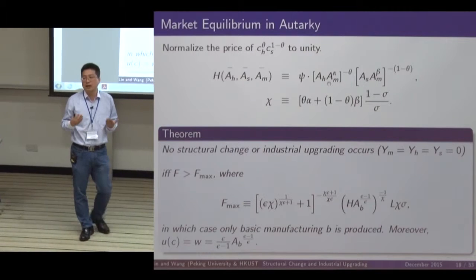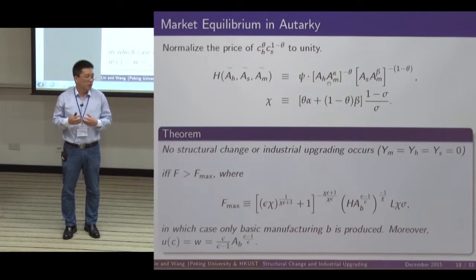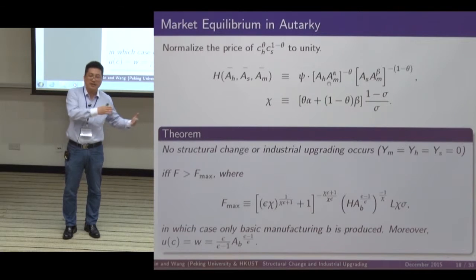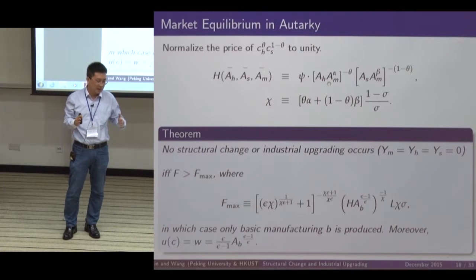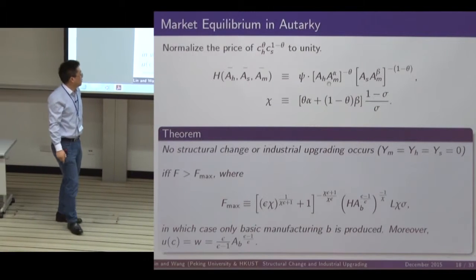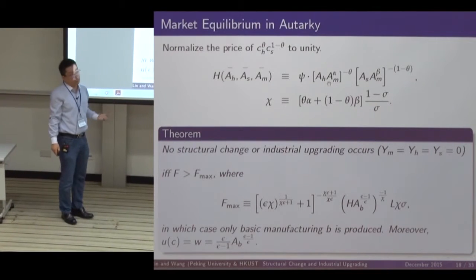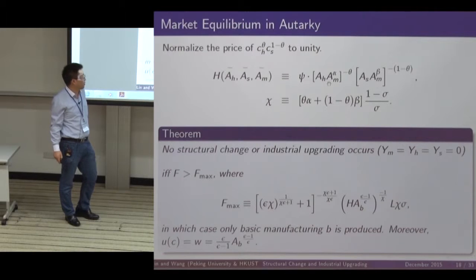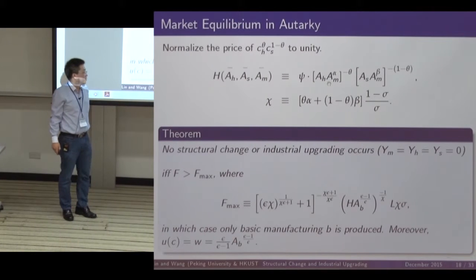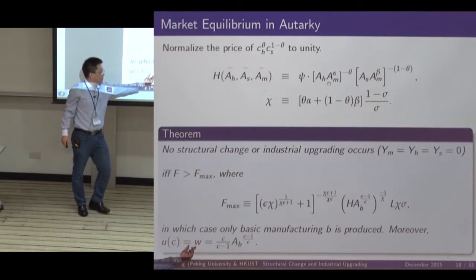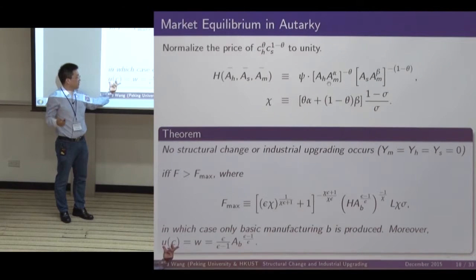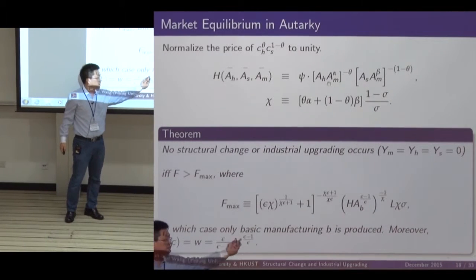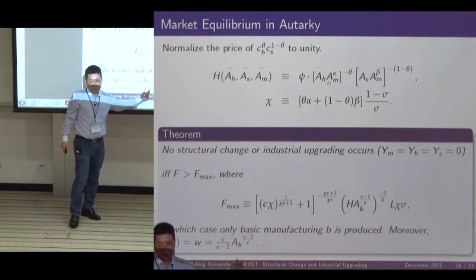Here, industrial upgrading refers specifically to the upgrading from basic manufacturing to high manufacturing within the manufacturing sector. When I say structural change, I mean the labor reallocation from manufacturing to service. So if there is no industrial upgrading or structural change, then only the basic manufacturing will be produced. So W is the wage rate, and it's also GDP per capita, the same thing. And because of the utility function, it's equal to the welfare level. This is an increasing function of labor productivity in the basic manufacturing.